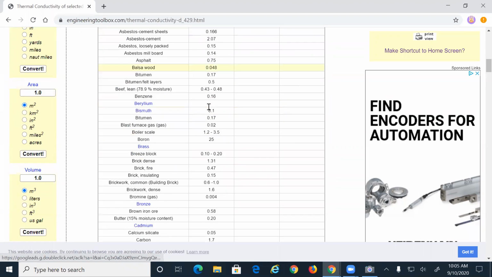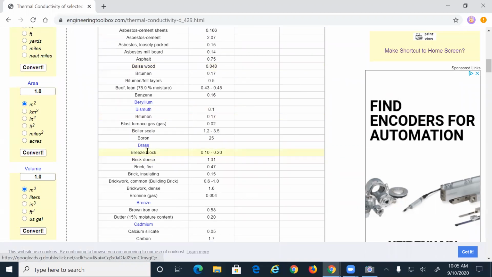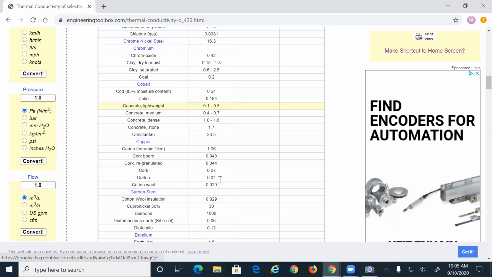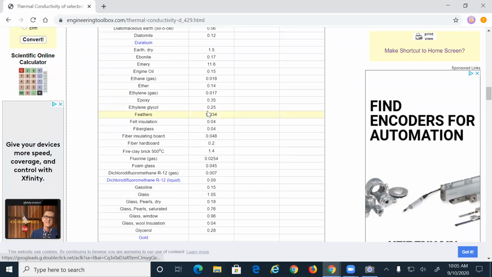Now let's look at brick, the one we're doing here, brick block. The brick dense about 1.31, brick fire 0.47, okay? The building brick is between 0.6 and 1. Now let's see concrete, 0.4 to 0.7. So all these ones are pretty good at slowing down the heat, no? They are small values. Let's try to find a metal.